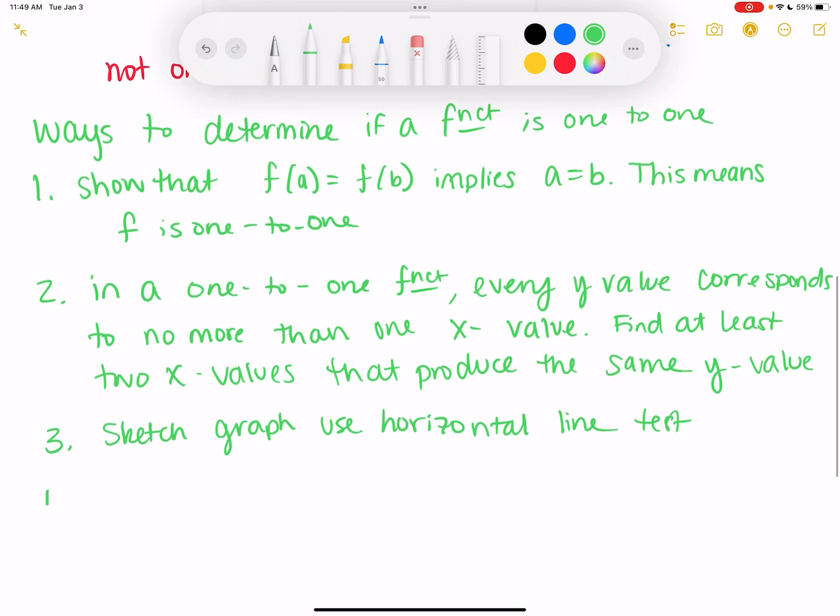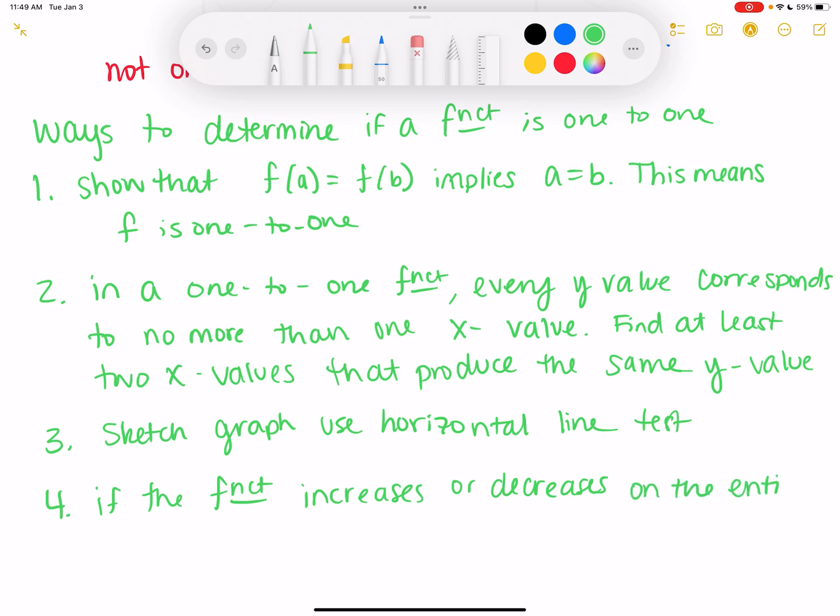And then the last one, if you either have a graph given to you or you want to sketch it, if the function increases or decreases, but not both, on the entire domain, so it only does one of them for the whole graph, then it is one-to-one. So that would have been like the second graph that we drew a second ago.